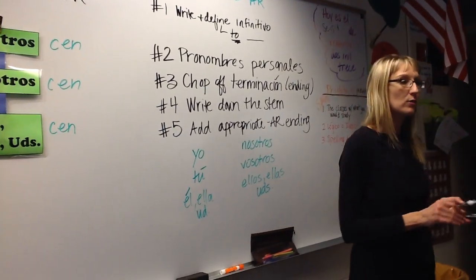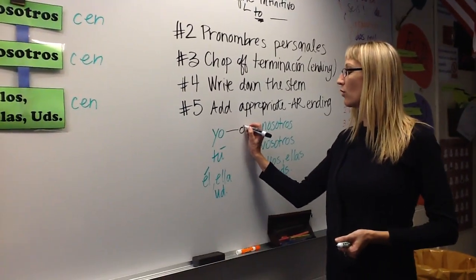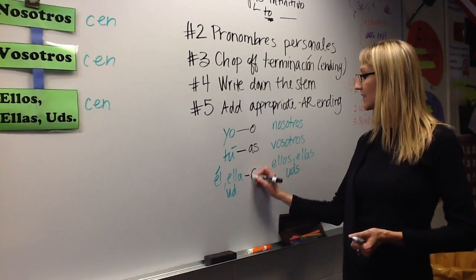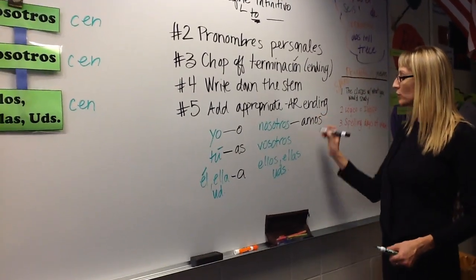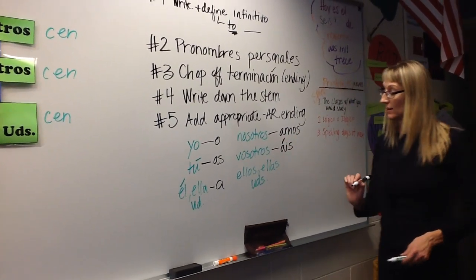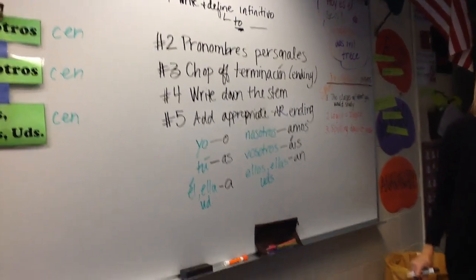Okay? Now, the yo form is always going to end in o. The tú form is going to end in as. Él, ella, usted is going to end in a. Nosotros is going to end in amos. Vosotros is going to end in áis, with an accent over the a. And then an. So while you write this down, repeat.